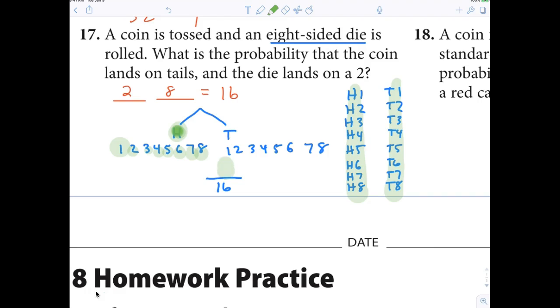1 out of 16. Now hold up. I want to make sure you're hearing me on that. Does that make better sense now, right? So I'm asking specifically this: a tail and a 2. 1 out of 16. Do you agree? Now how did we get 16? Well, there were 2 choices and 8 choices multiplying together.